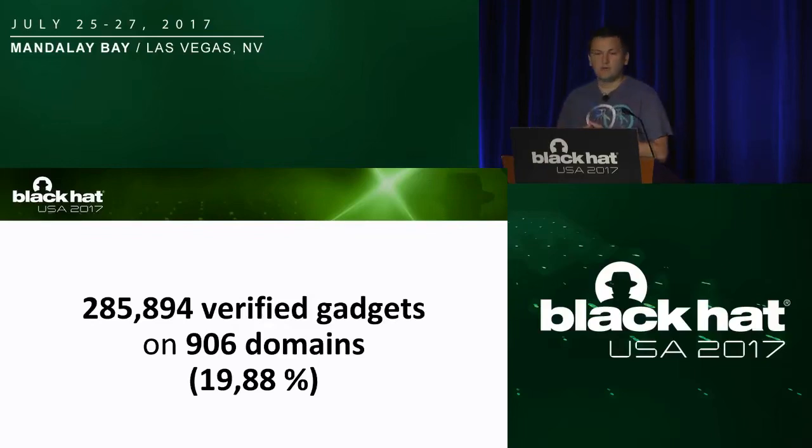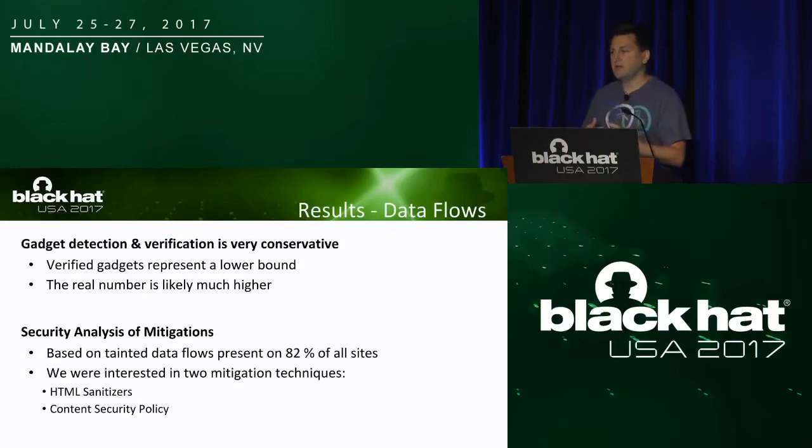However, this is a very conservative number because our exploit generation and gadget verification was focused on being false positive free. We got this false positive freeness by accepting a high number of false negatives. We also started looking into the data flows manually, and we found that a lot of the things that we were not able to exploit automatically were also vulnerable and also had gadgets. That's why we believe the real number of gadgets in websites is much, much higher. But we are at least sure it's at least 20%.